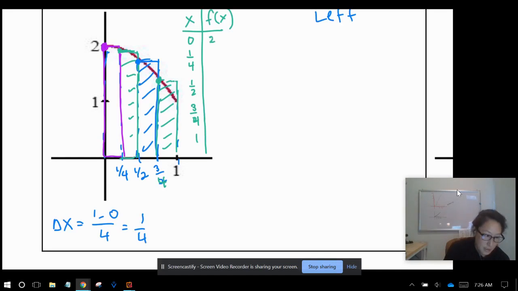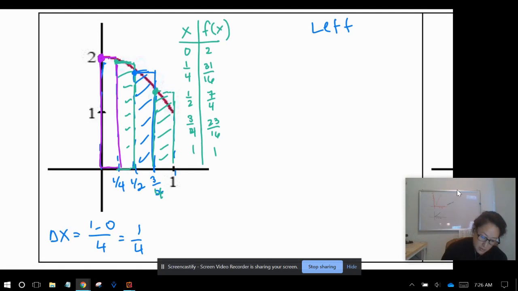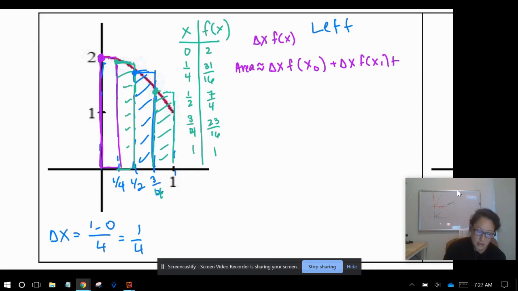I typed this into my calculator and I got 2, 31/16, 7/4, 23/16, and 1. Okay, so to figure out our area, the area is about equal to, it's an approximation, the height. Remember, each rectangle is delta x times f of x. So I'm going to take my delta x and multiply it by f of my left side of the purple rectangle, which would be x sub 0, plus delta x times f of x sub 1, plus, you know what, let's do it like this instead.